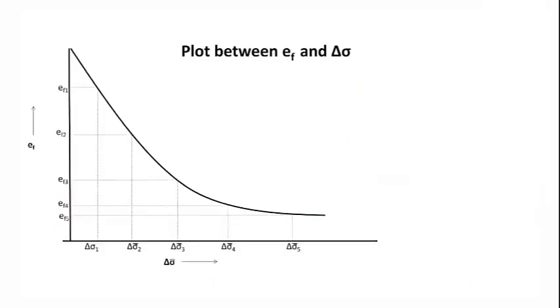This is the plot we have discussed, between ef, that is final void ratio, versus pressure, that is delta sigma. Here also in this graph we can see that a lower value of pressure corresponds to a higher value of final void ratio. As the value of effective pressure increases, the corresponding value of final void ratio decreases. Means soil tends to get more compressed with the increase in effective stress.